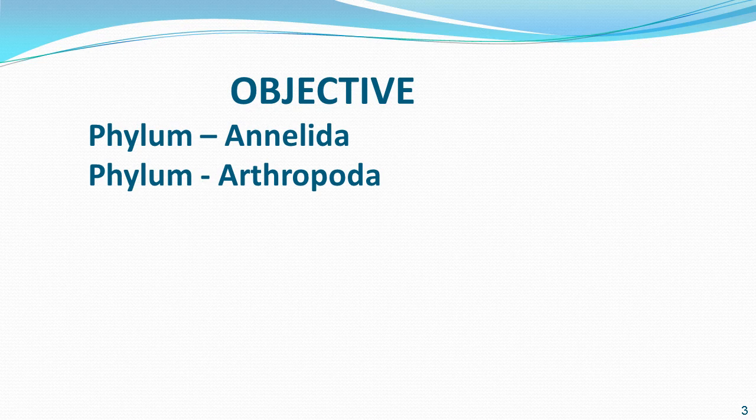In the previous session we started to discuss two phyla: phylum Cnidaria and phylum Ctenophora. In this class we are also going to discuss two more phyla which belong to the kingdom Animalia: phylum Annelida as well as phylum Arthropoda. Let us discuss these two phyla in detail.